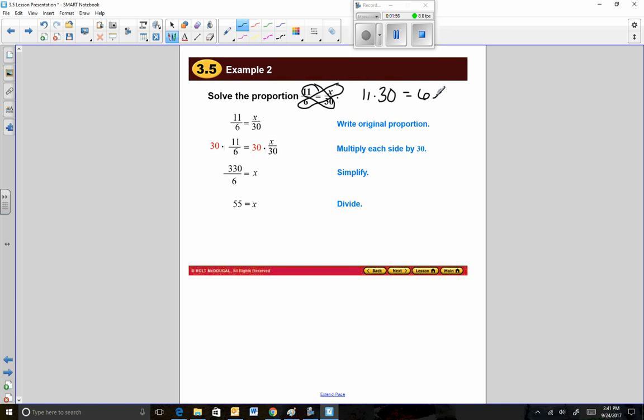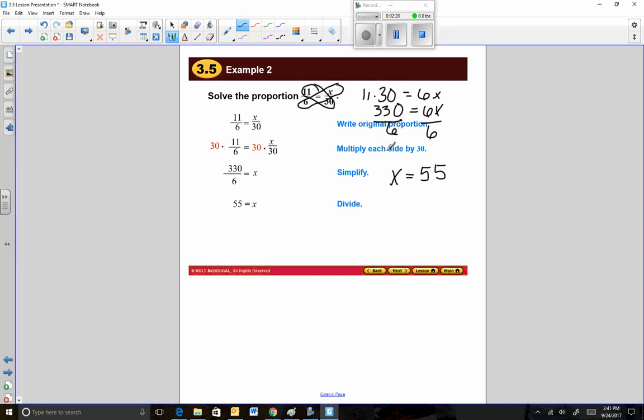So we get 6x. So 11 times 30, for that we would get 330 equals 6x. Now divide both sides by 6, and x equals 55. Now you could do it the way they show you here. They multiply both sides by 30. I just find the cross multiplication method I showed you over here easier.